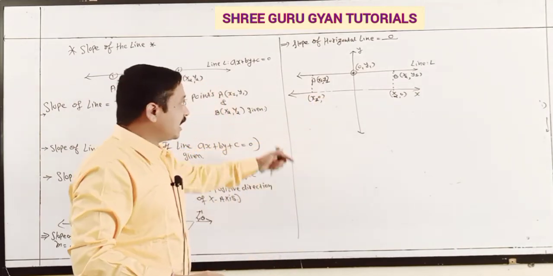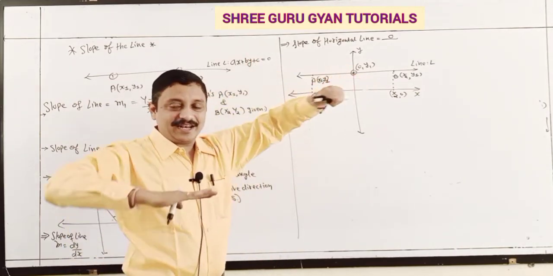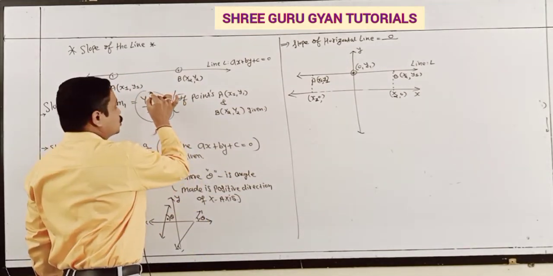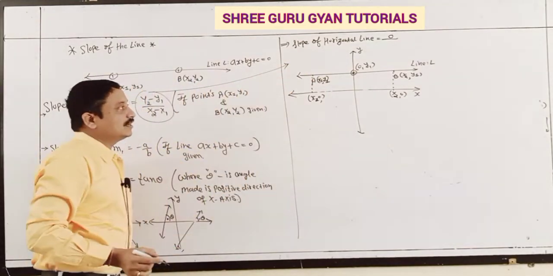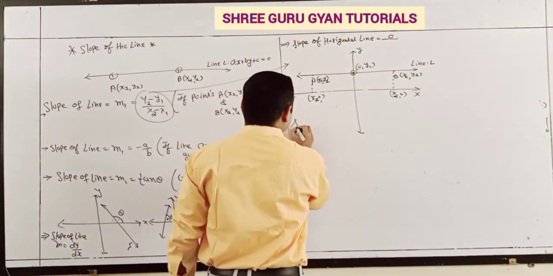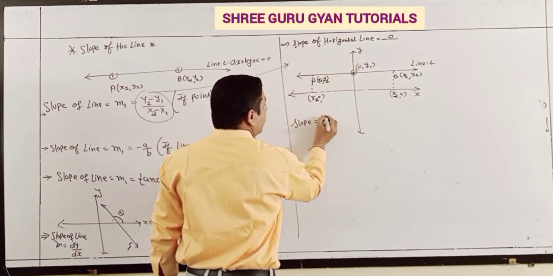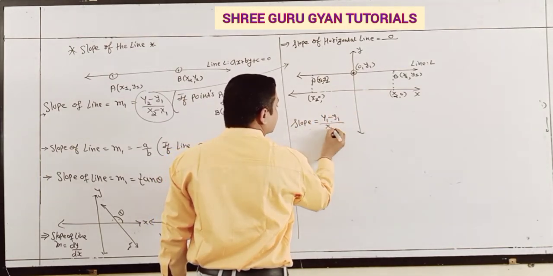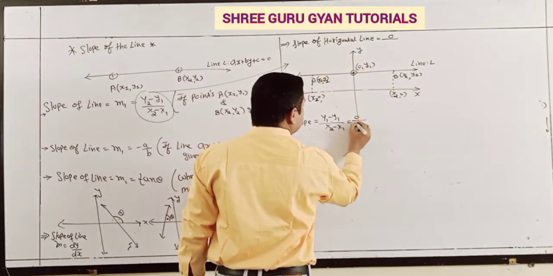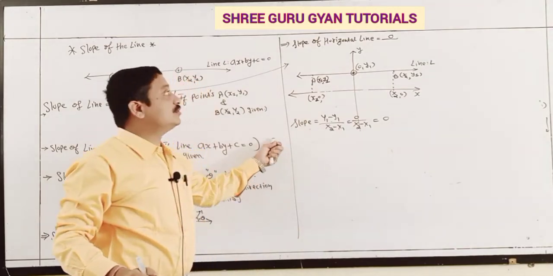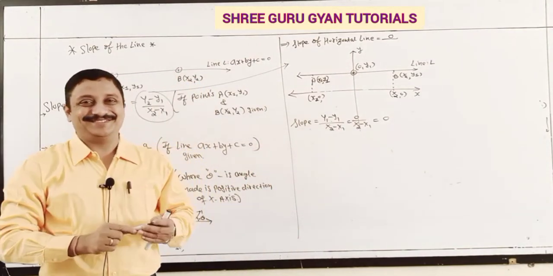So students, if your line is horizontal, it is definitely parallel to the x-axis. Apply this formula. For the slope of the line, y1 and y1 are the same in this case. So your slope is y2 minus y1, but here I take y1 minus y1 by x2 minus x1. It is 0 by x2 minus x1. It is 0. That is why I have written, students, that the slope of a horizontal line is 0.